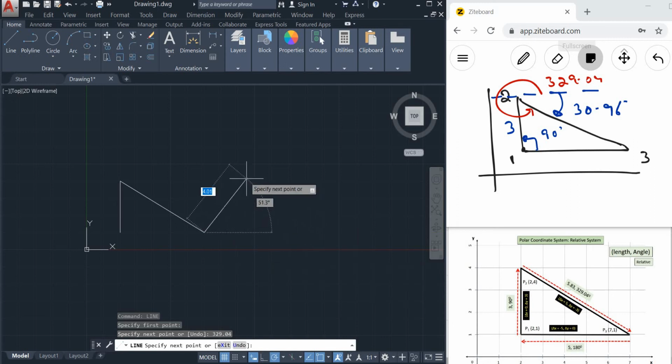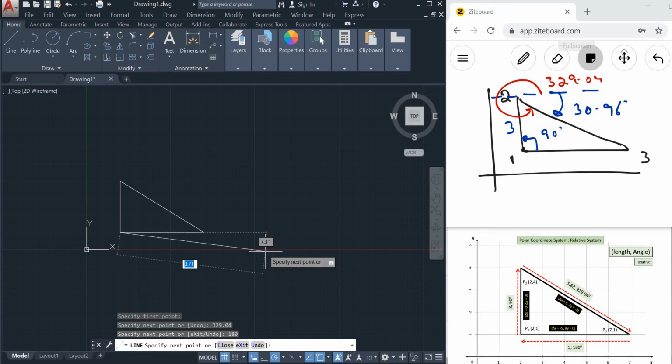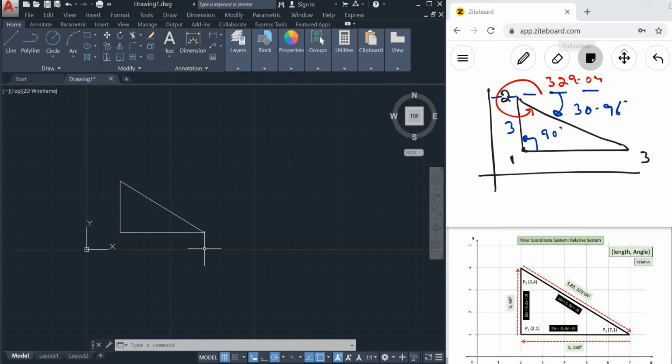So now it doesn't matter if you keep your cursor above or below, in both directions you have 180 degrees. So specify the length, that is 5, press tab and specify the angle, that is 180 degrees. Press enter. So if AutoCAD is in its default setting, this is how you can enter the polar relative coordinates.